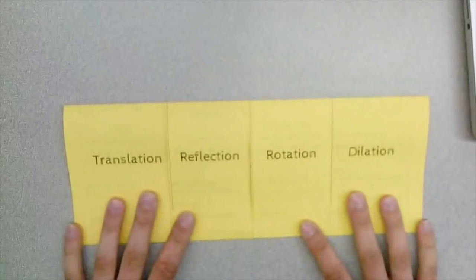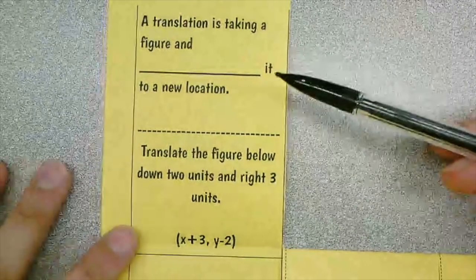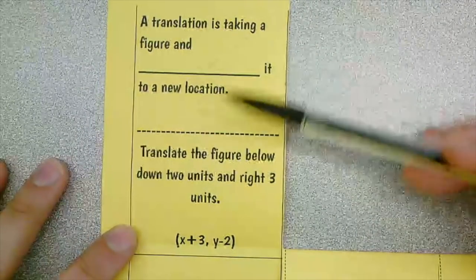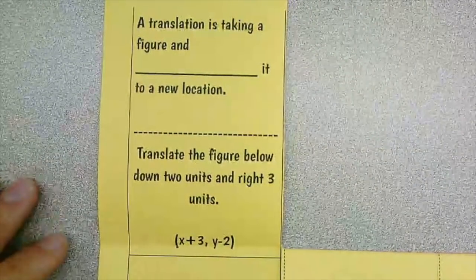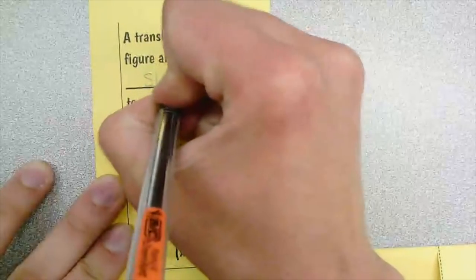Okay, so this is our foldable here. We have some notes on the inside that we're going to need to do. Up top here we have a translation. It says a translation is taking a figure and sliding it to a new location. So we're going to fill in the word sliding.